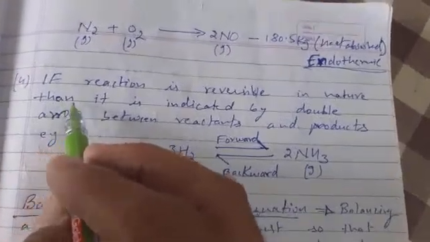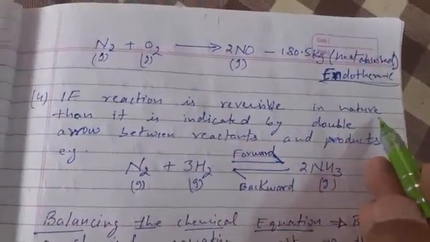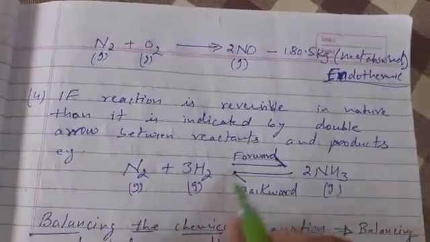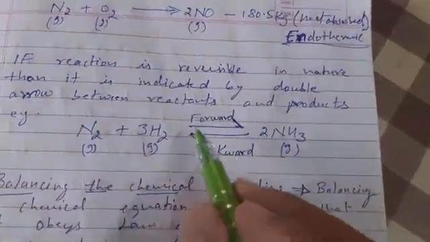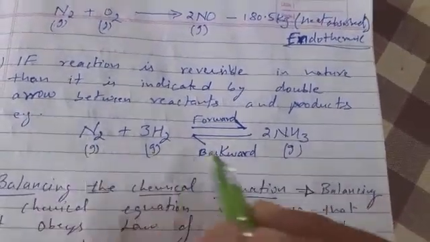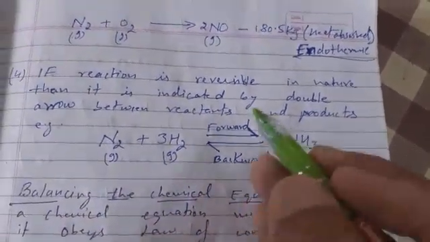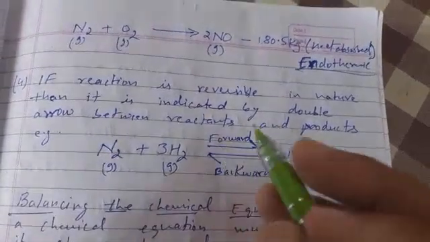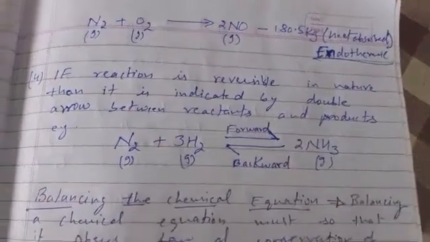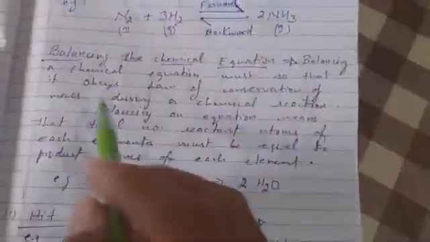So writing the heat in the form of plus and minus in kilojoule will express whether the reaction is exothermic or endothermic. And finally, if the reaction is reversible in nature, then it must be indicated by writing a double arrow between the reactants and products, where the forward arrow gives the forward reaction and the backward arrow tells the backward reaction. Since in a reversible reaction both forward and backward reactions go on simultaneously. Clear? Then comes balancing the chemical equation.